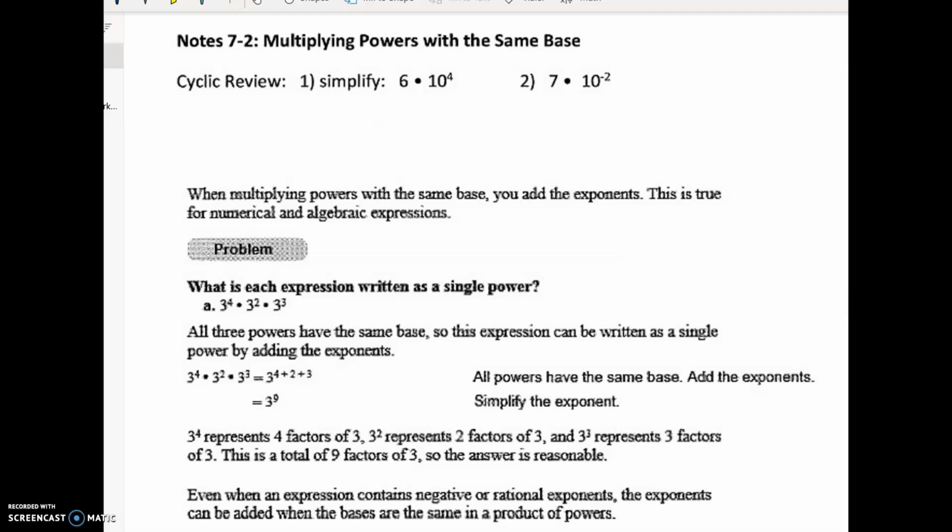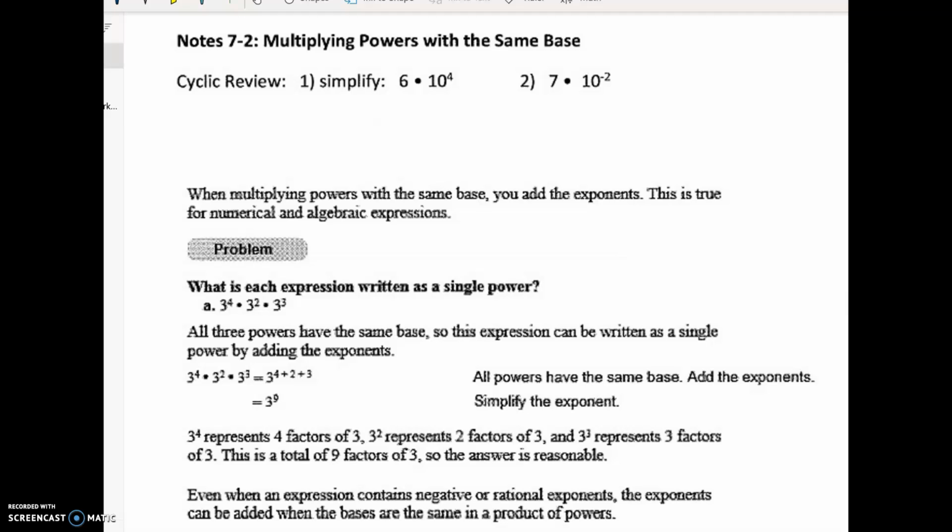Hopefully you guys are ready to go today. We're going to move on to the next section. We're going to be working on section 7.2 today, where we're going over properties where we're multiplying powers with the same base. So we'll talk about that a little bit, obviously, today. That's some of that vocabulary.